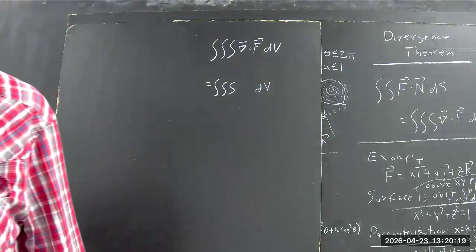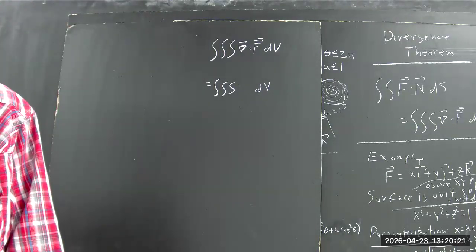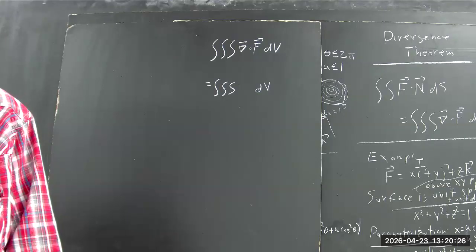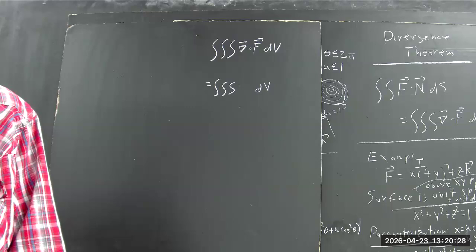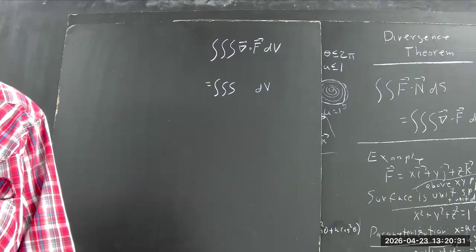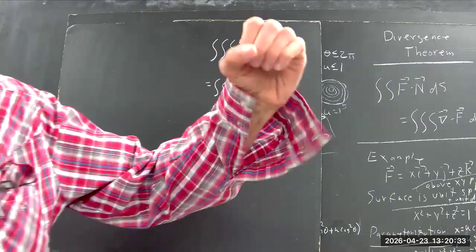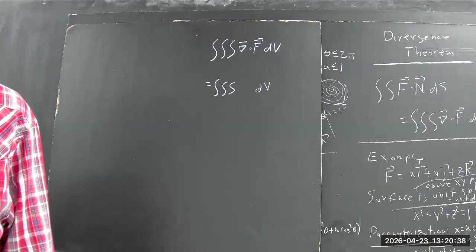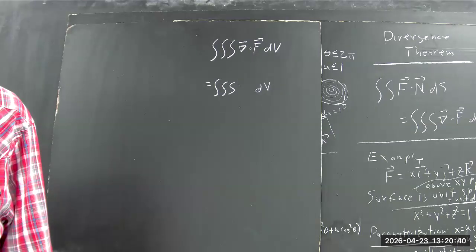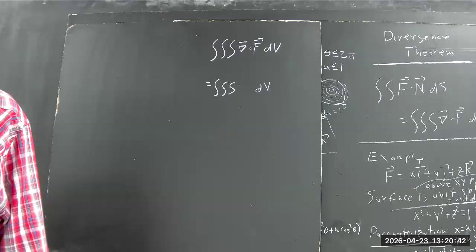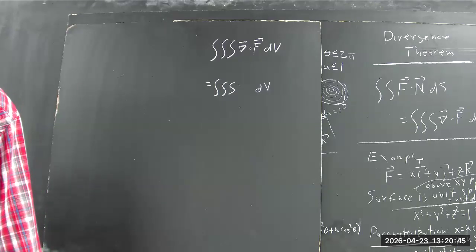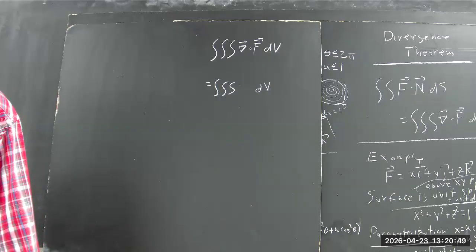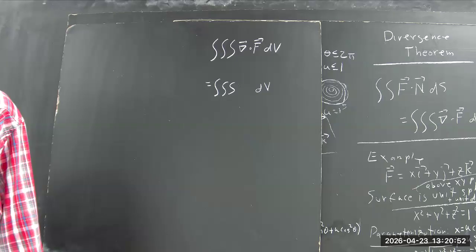Show me with your fingers. Nope. Nice try. You can always hope. Got a 0 there, but that wasn't it. Okay. What else? Hey, you ought to be able to do that in your head if you've done a bunch of divergences, del dot f's. You've been doing most for a while.